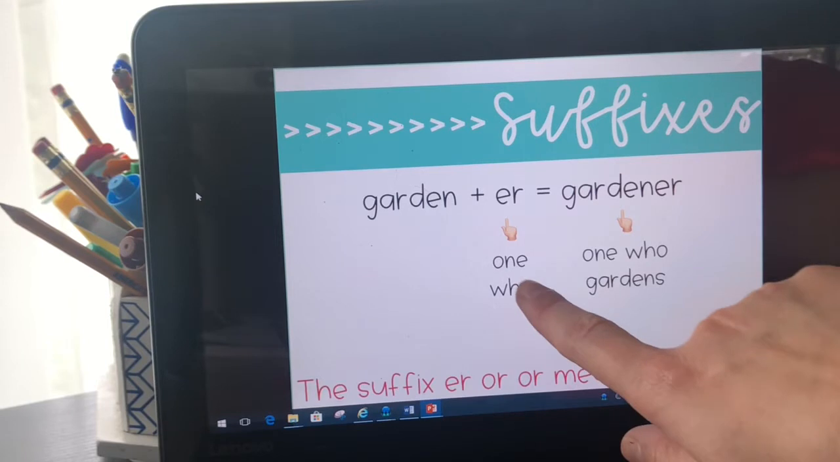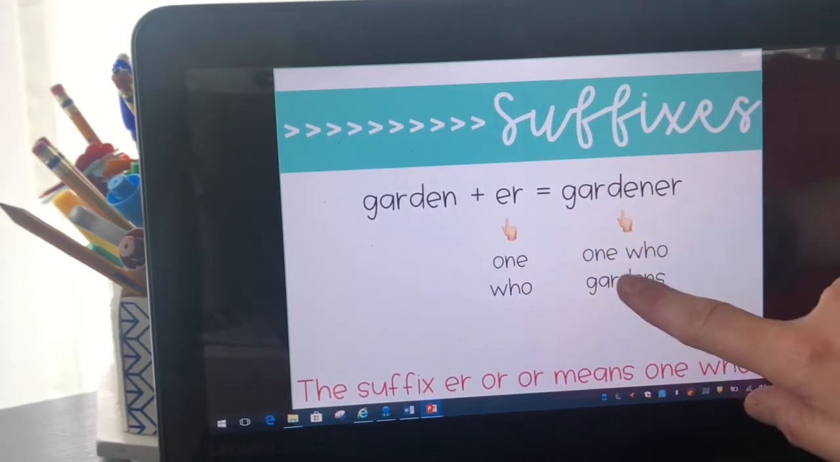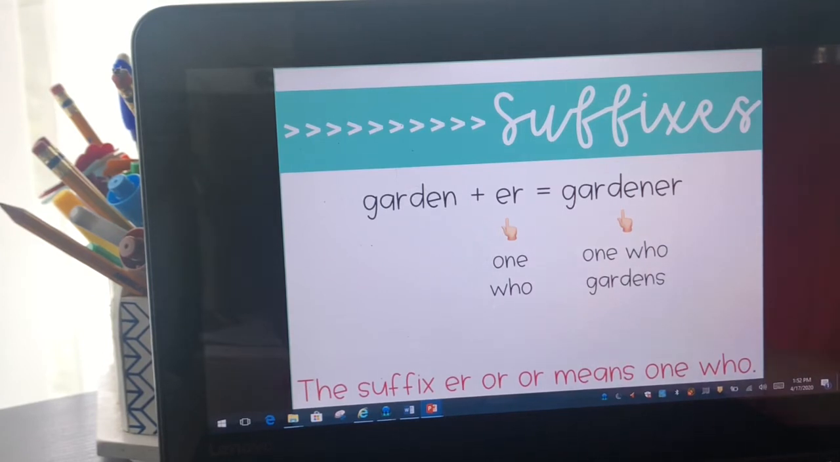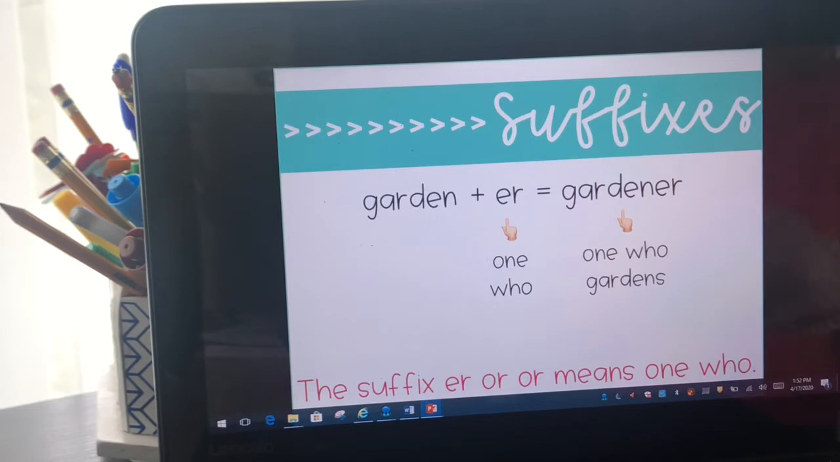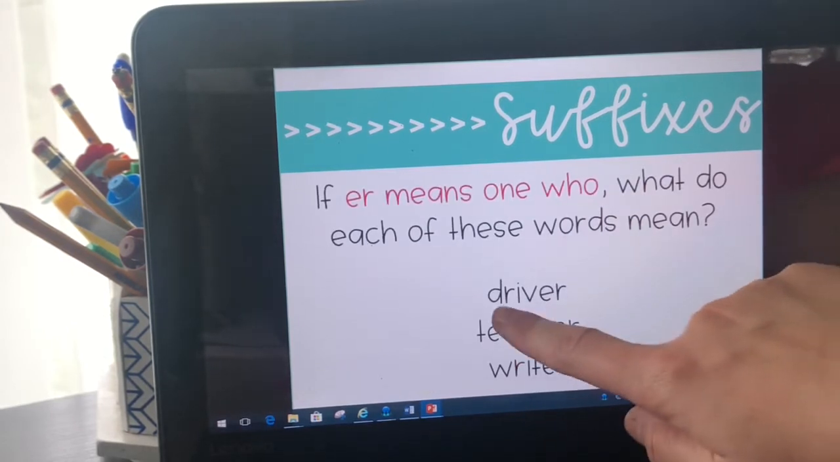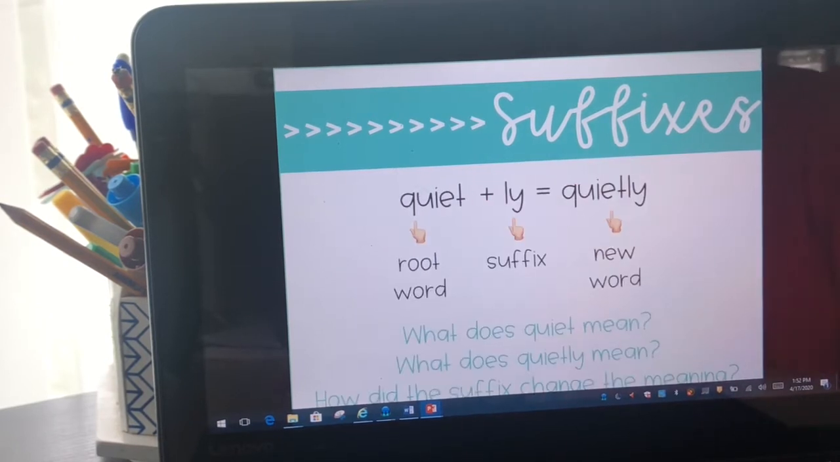So if we add it to gardener, it's one who gardens. So the suffix er or or means one who. If we have a driver, that means somebody who drives. A teacher is somebody who teaches. And a writer is somebody, say it out loud, who, if you said writes, you are correct.